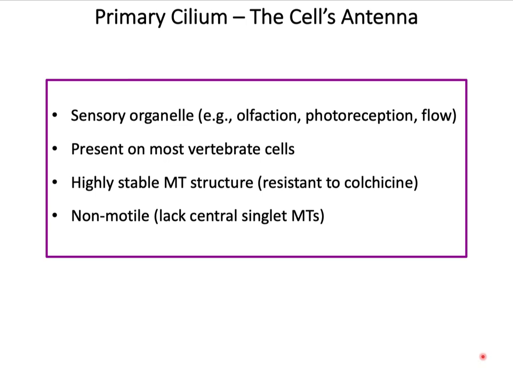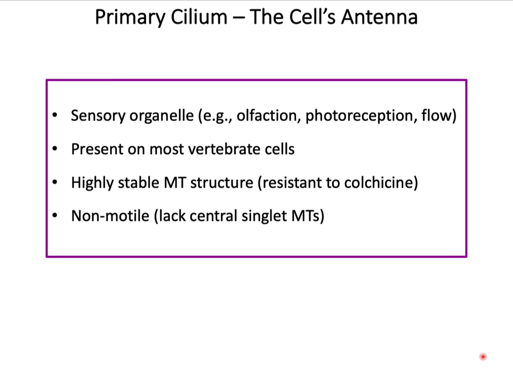So flagella and cilia, their main functions are for locomotion, or in the case of trachea cells, for moving air, particles, fluid across the epithelium. But in most vertebrate cells, there is also a sensory organelle called a primary cilium. And I'm going to show you in a picture in a minute. You can think of this as the cell's antenna because they play a really important role in sensing what is going on in the environment.